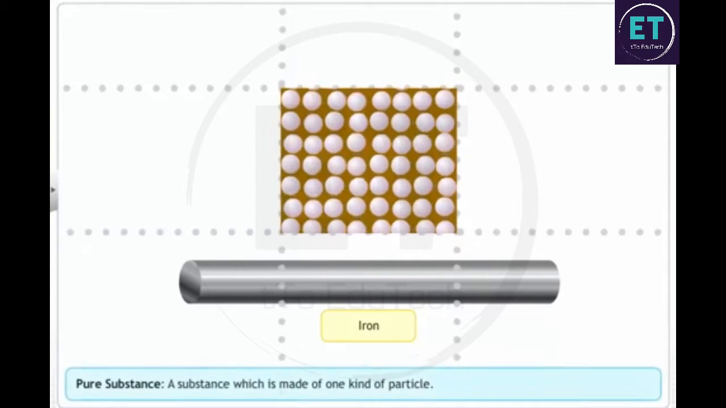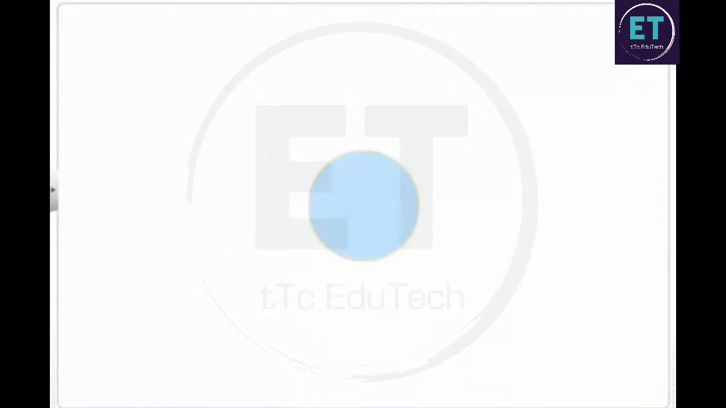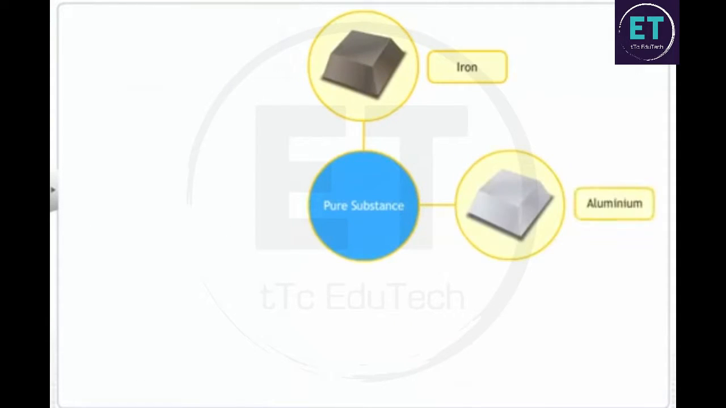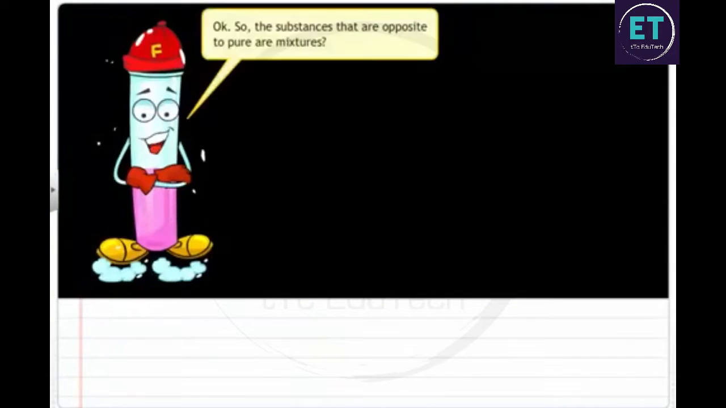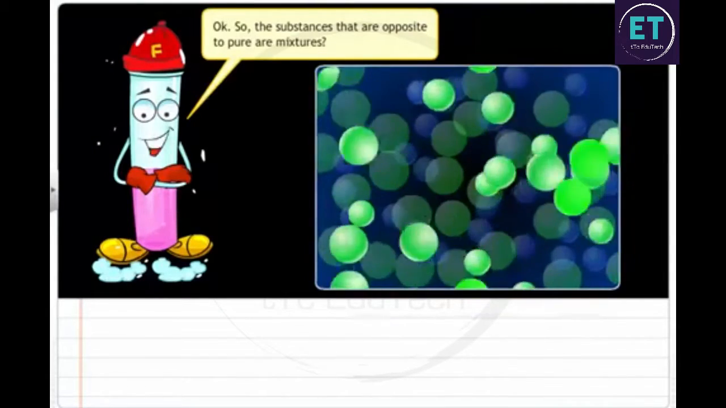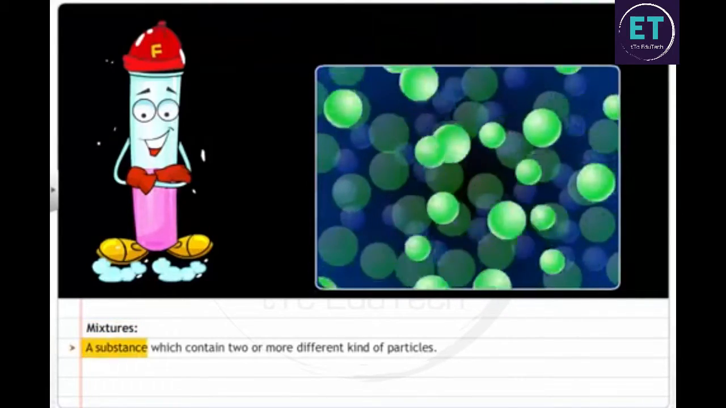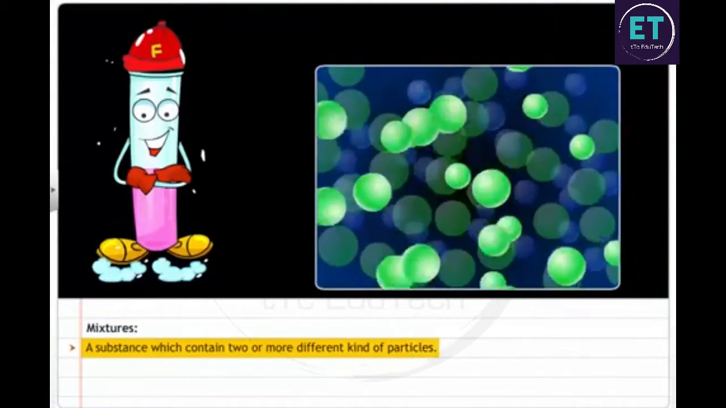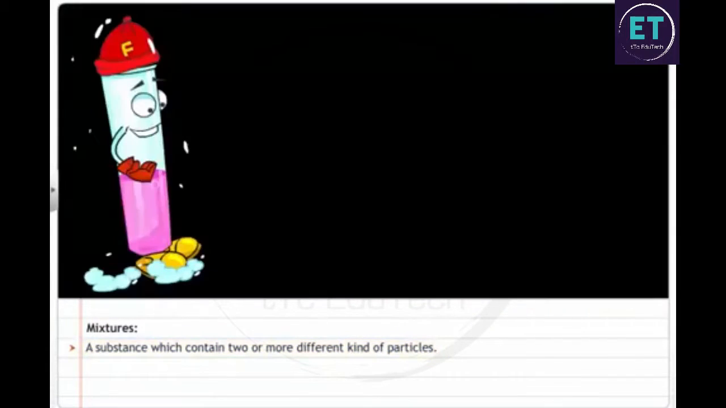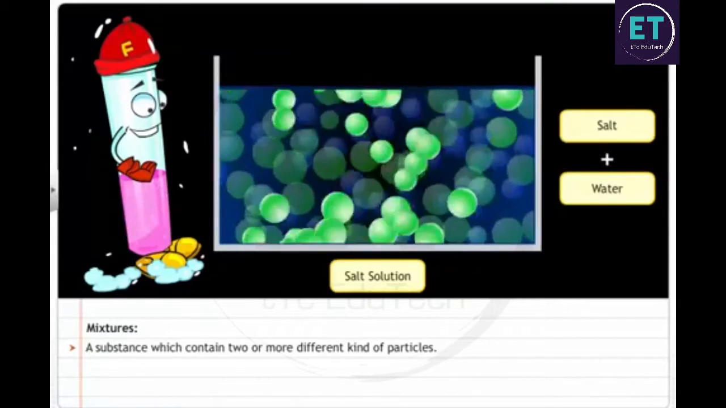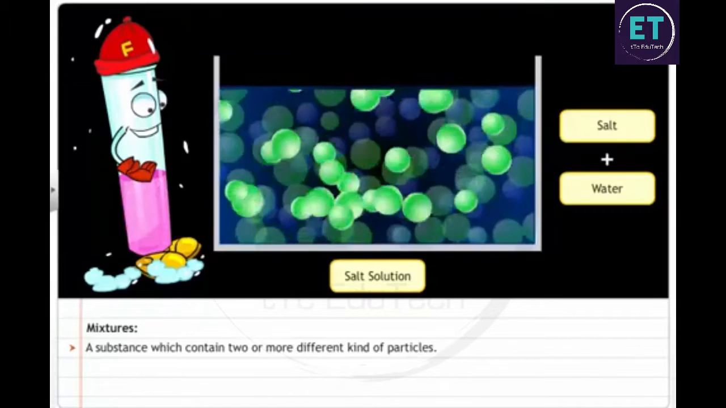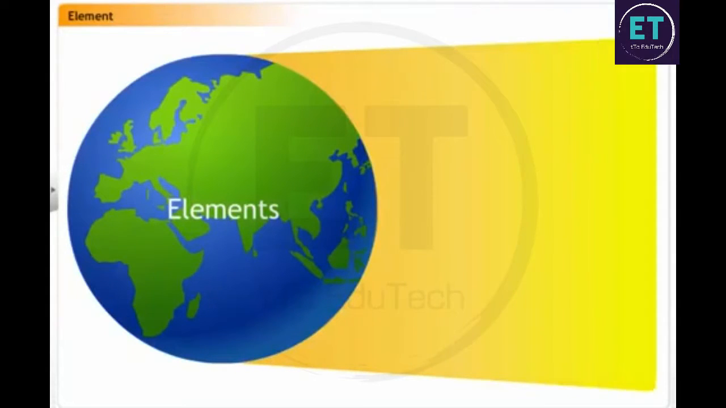From this, we can define a pure substance as a substance which is made of only one kind of a particle. For example, iron, aluminium, silver, and gold. Okay. So, the substances that are opposite to pure are mixtures? For a chemist, when a substance contains more than one type of a particle, it is known as a mixture. For example, salt solution is made up of two components, salt and water. Therefore, salt solution is a mixture. There are over 100 known elements on Earth.